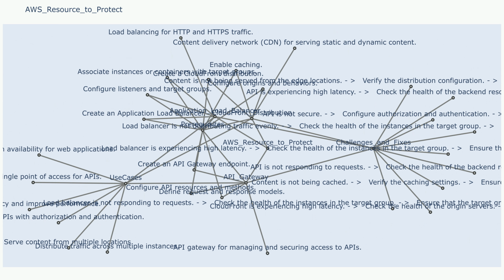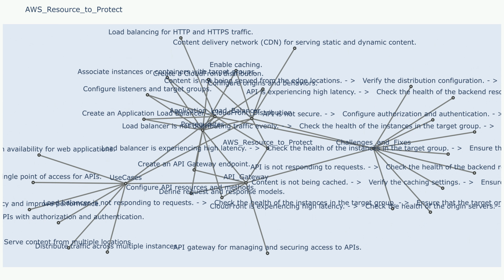Check if the CloudFront distribution is set to use the origin's cache control headers. Check if there are any issues with the origin server that are preventing caching. Check if the cache is full or if there are any cache eviction policies that are affecting caching. Behavior.